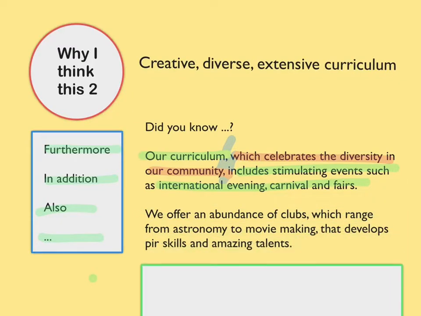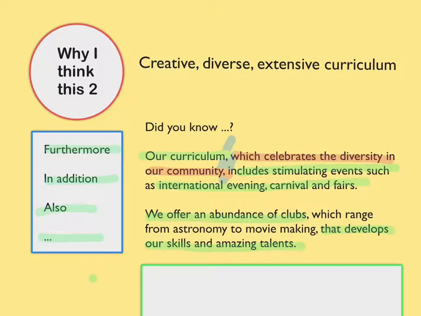What about this one? We offer an abundance of clubs which range from astronomy to movie making that develops our skills and amazing talents. Again, let's highlight the structure of this noun-which sentence. We offer an abundance of clubs that develops our skills and amazing talents. This is your main sentence. This is your main clause.